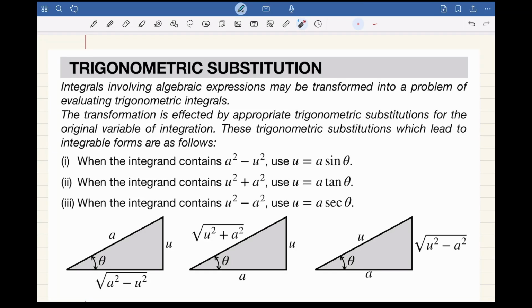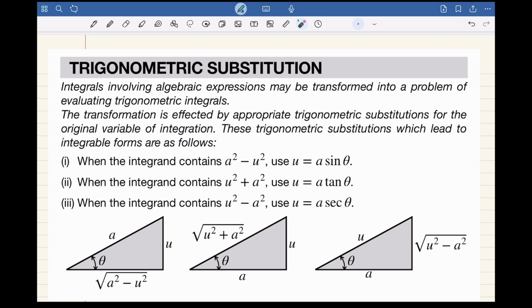Hello everyone. So this time we will now be discussing trigonometric substitution. This is part of the integral calculus course wherein yung mga algebraic expressions natin sa integrands natin we transform into their corresponding trigonometric functions. So we will be looking at three cases for this particular type of substitution. So we have three cases.